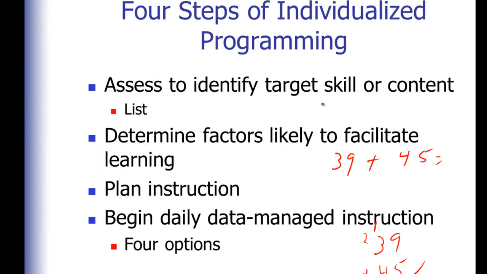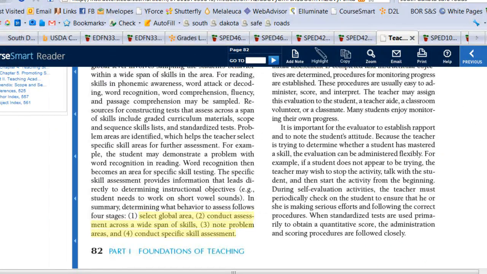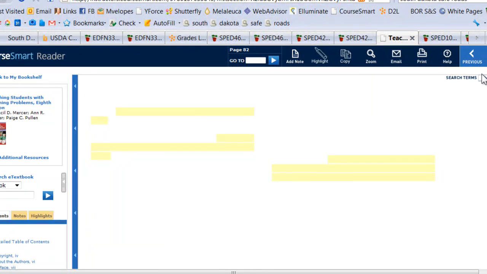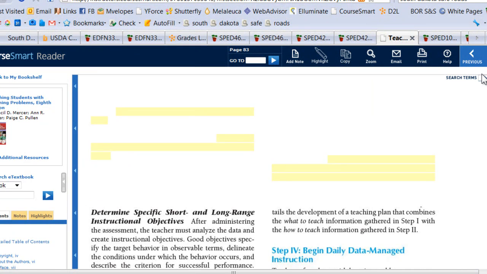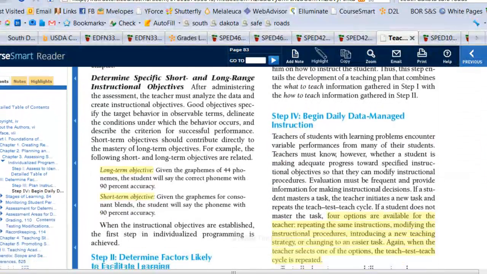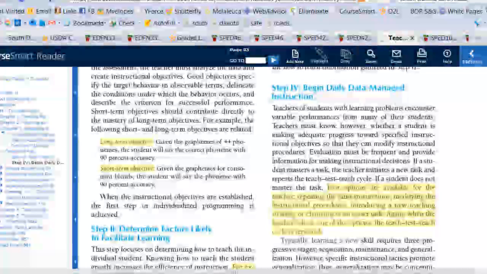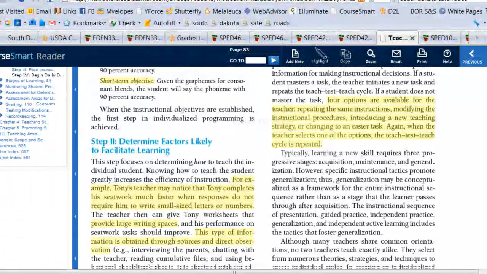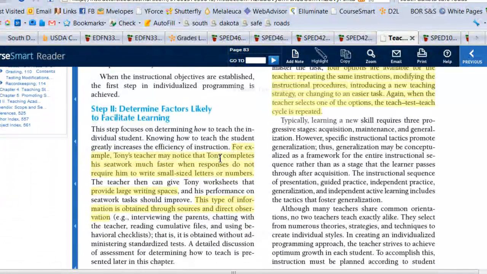So list those things here. Then record their performance and determine the long-range instructional objectives. Then determine factors likely to facilitate learning, which is on how to teach.